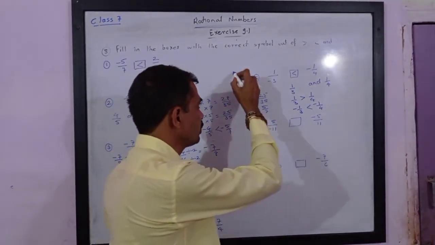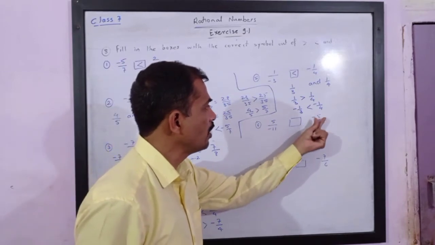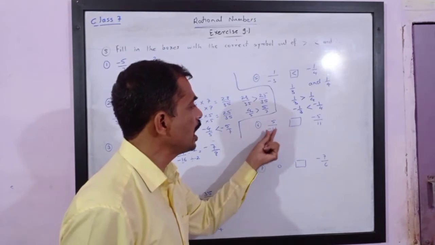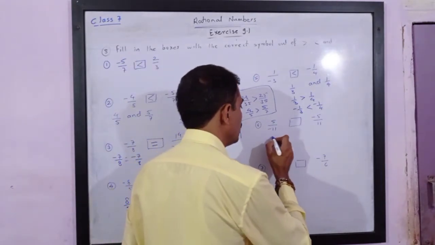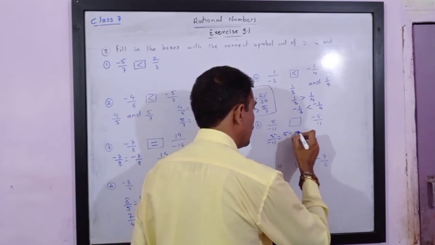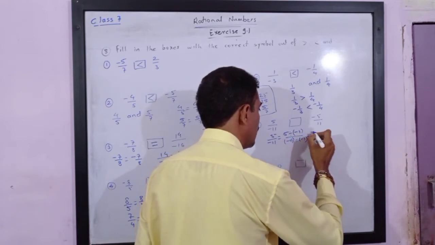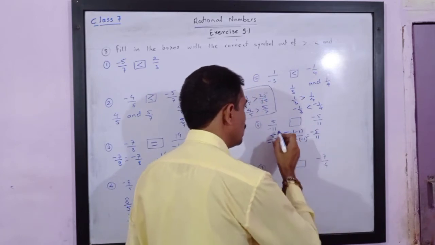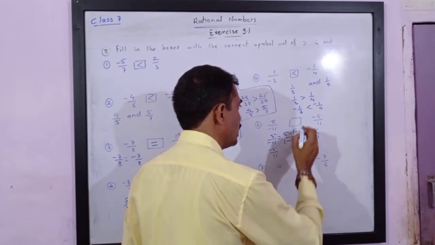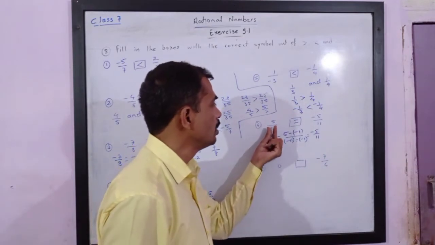Next is the sixth question. Don't get confused with these answers. 5 upon negative 11 and negative 5 upon 11. Please note this fraction is not written in standard form. If you divide by negative 1 the numerator as well as the denominator, we will get 5 upon negative 11 is equal to 5 divided by negative 1 and negative 11 divided by negative 1 is equal to negative 5 upon 11. Please note, this fraction is negative 5 upon 11. The second fraction is also negative 5 upon 11. It means an equal to sign exists between the two rational numbers.